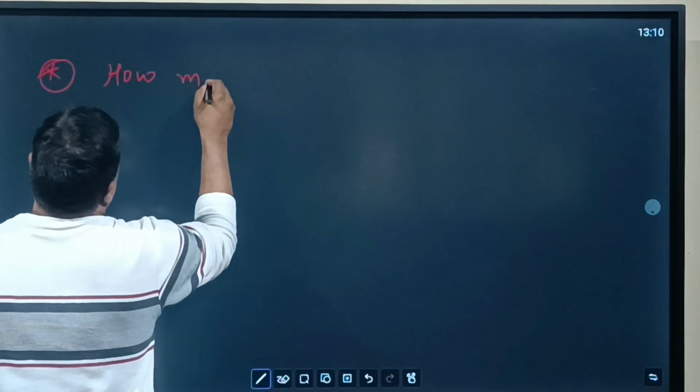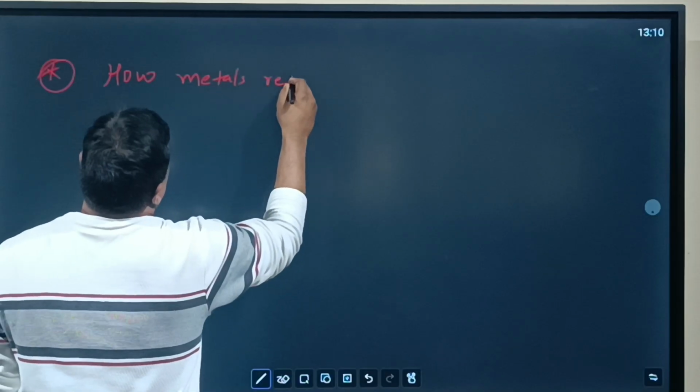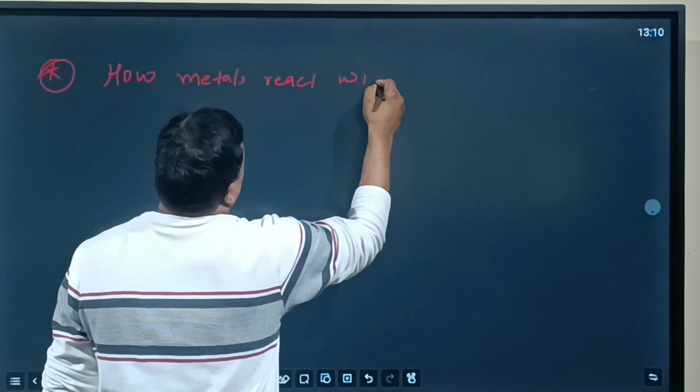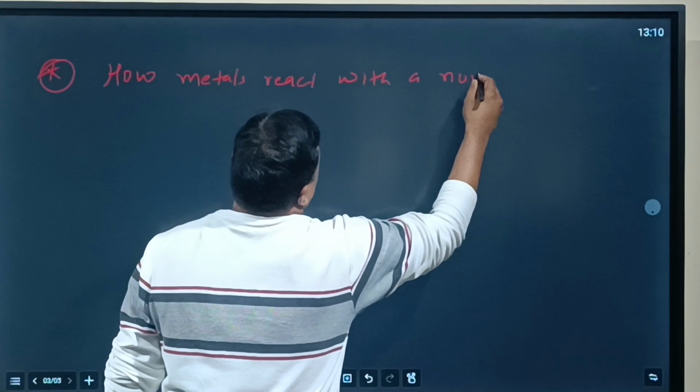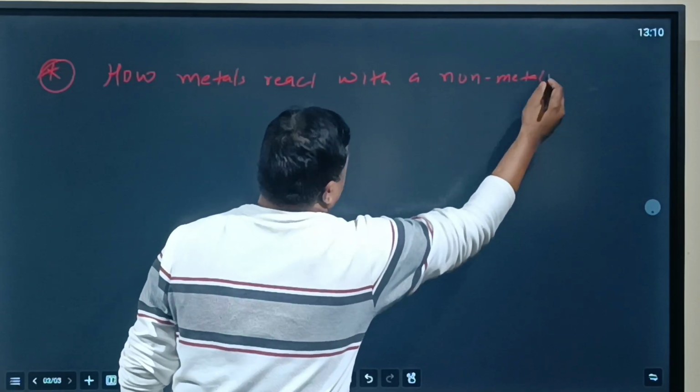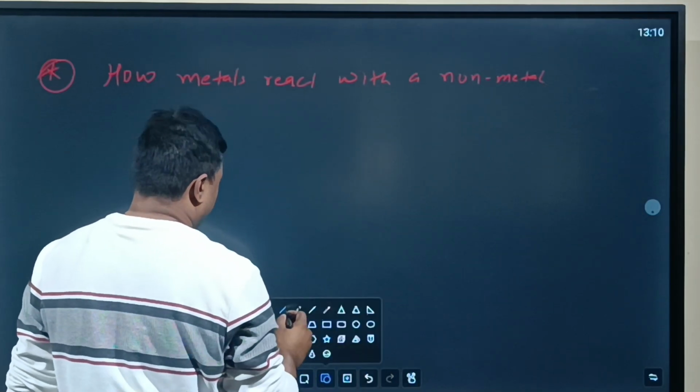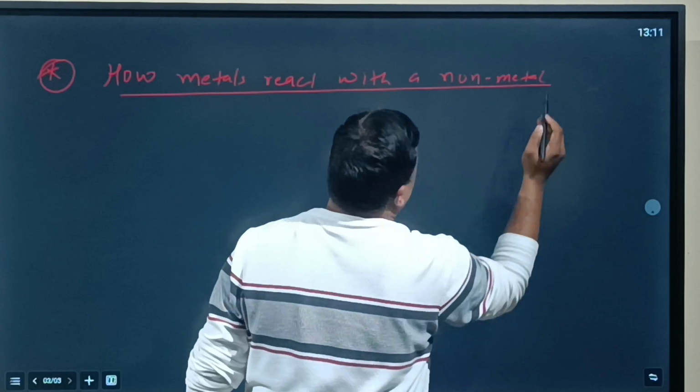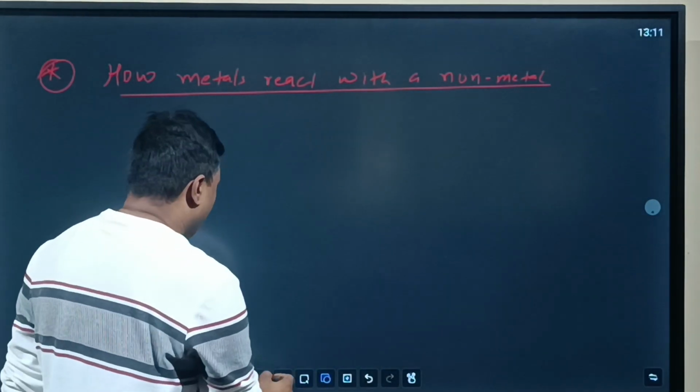how metals react with a non-metal. The answer is ionic bond. Generally metals react with a non-metal with the help of ionic bond.